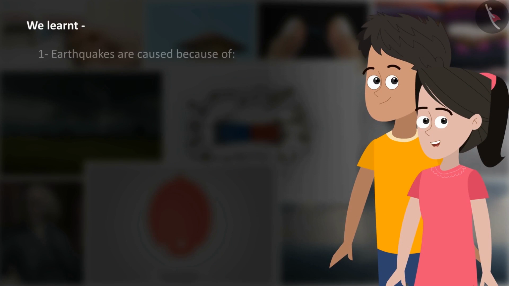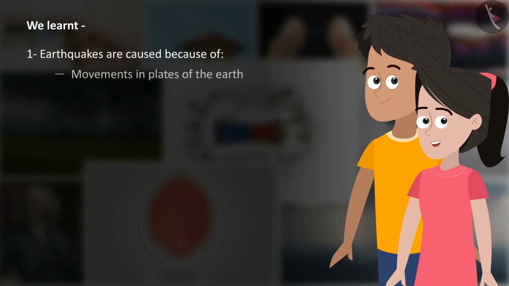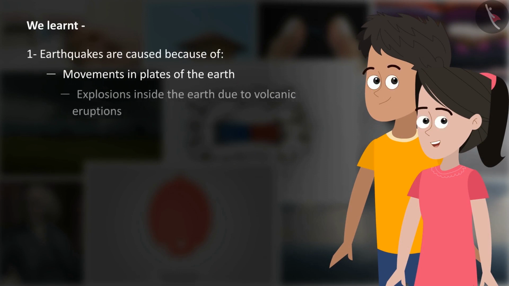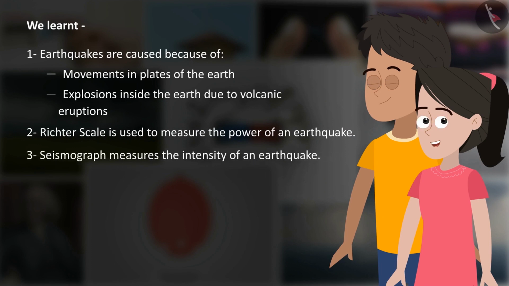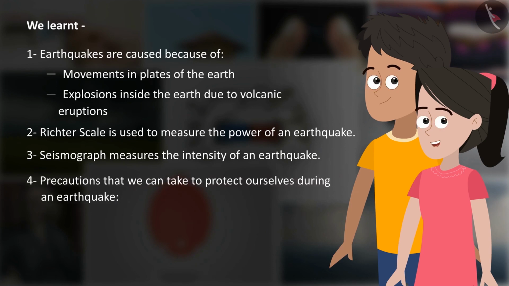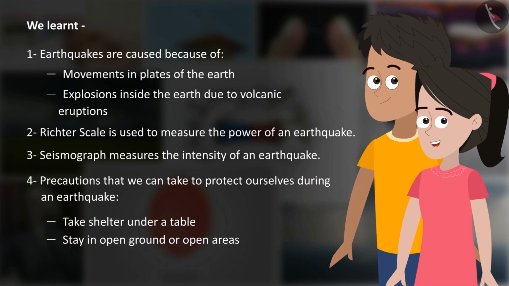We learnt earthquakes are caused because of movements in plates of the earth and explosions inside the earth due to volcanic eruptions. Richter scale is used to measure the power of an earthquake. Seismograph measures the intensity of an earthquake. Precautions that we can take to protect ourselves during an earthquake: take shelter under a table, stay in open ground or open areas, stay away from electric wires and heavy objects.